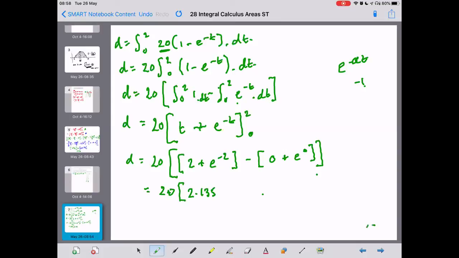And the value of this is 1. So that's 20 times 1.135, which equals 22.7 meters to 3 significant figures. Please check that with your calculators. Make sure that's the result that you get. Anybody not follow that?